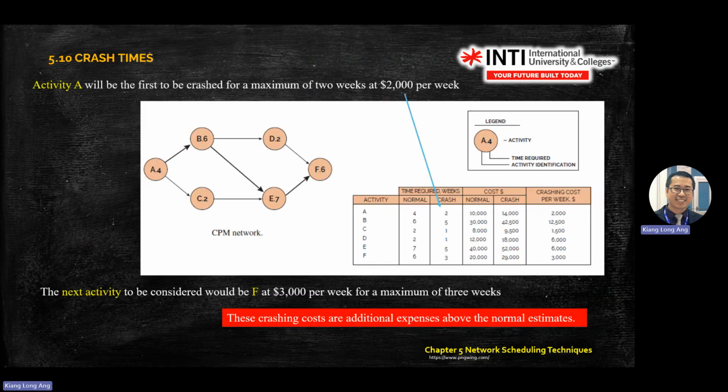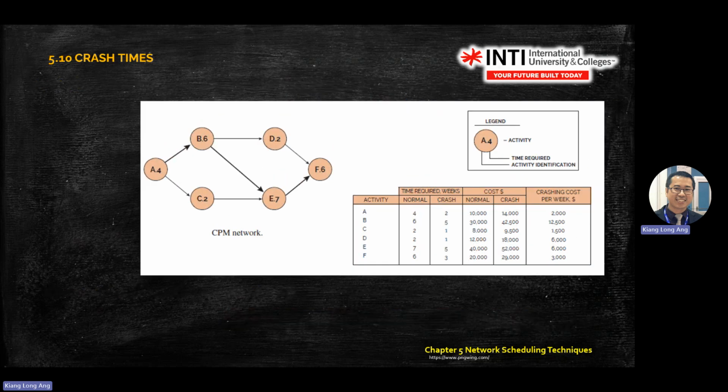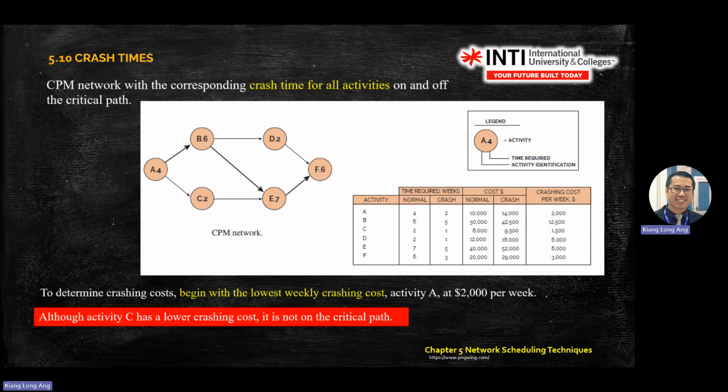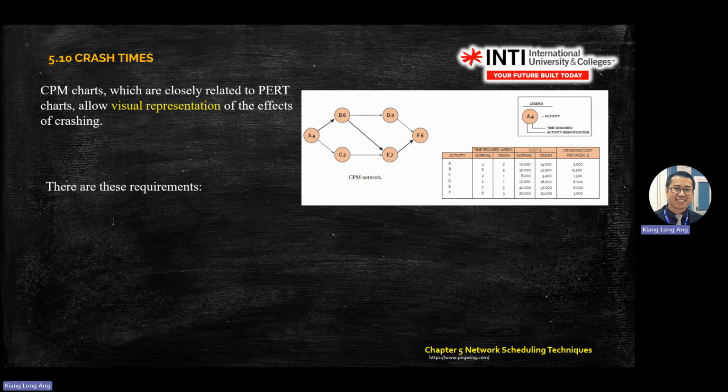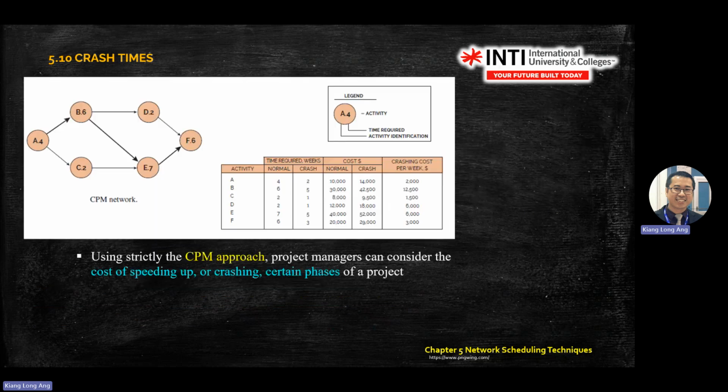Okay, now it's about cost. Let me go back here. So let's say you have a network like this. You have the activity, time required put at the side, and activity identification, for example this one. Then you're given a table.